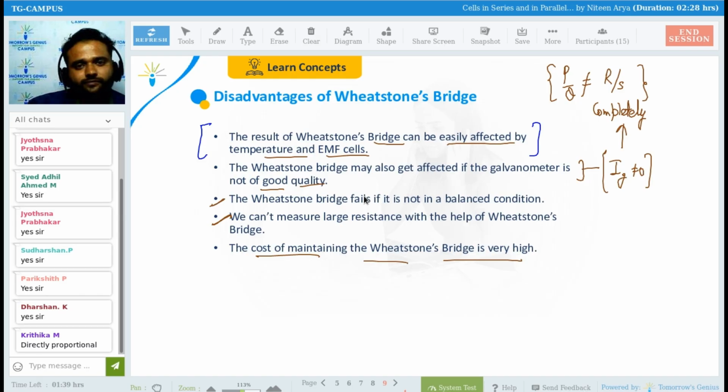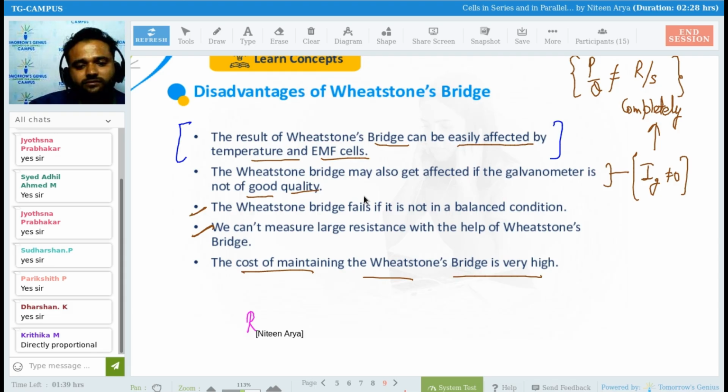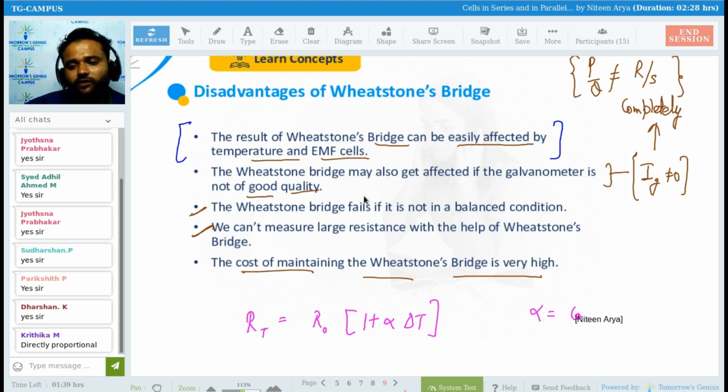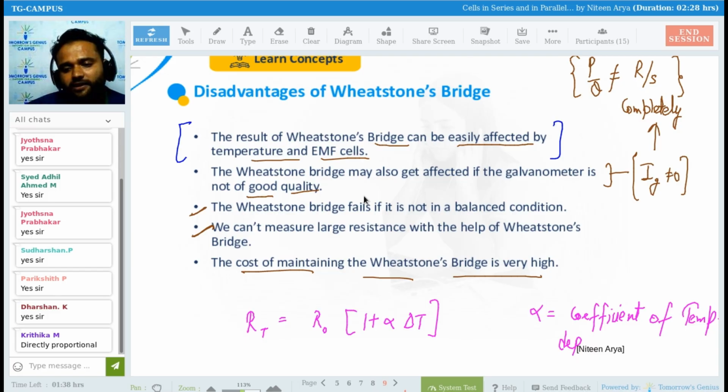Resistance of a conductor is directly proportional to temperature, and that is a very easy relation. Guys, what are you doing? R_T, the resistance at any temperature, is nothing but R_0 (1 + alpha delta T), where alpha is the coefficient of temperature dependence of a material, different for different materials.